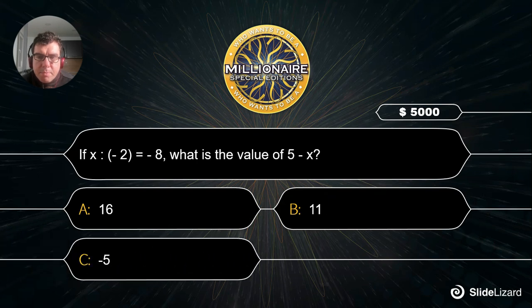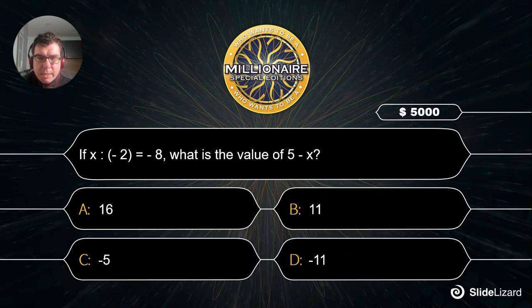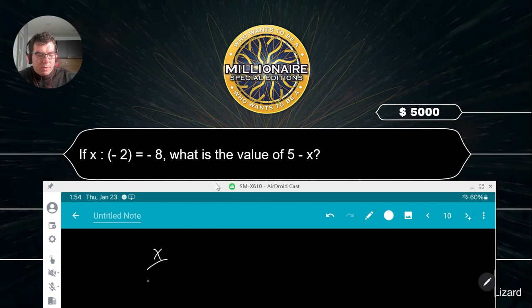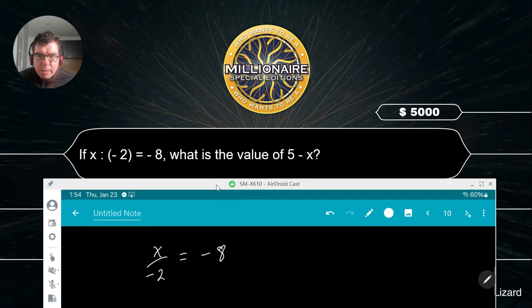If x divided by minus 2 equals minus 8, what is the value of 5 minus x? Did you find D? Minus 11? Minus 11 is correct. x over minus 2 equals minus 8. The minus 2 goes on the other side with multiplication.